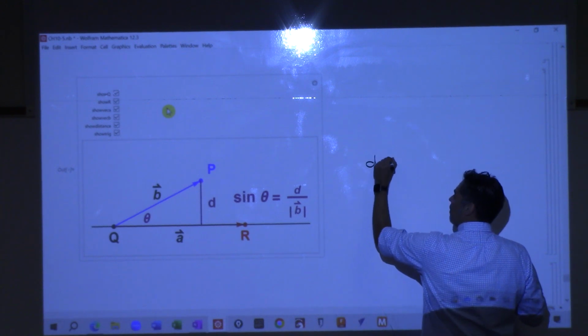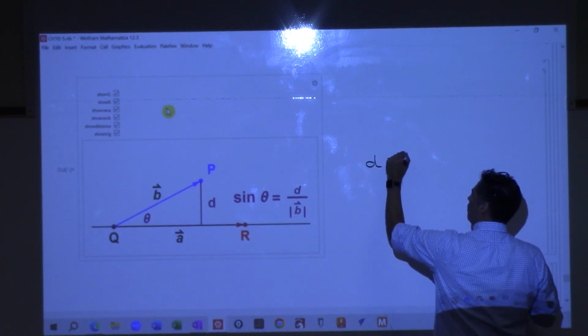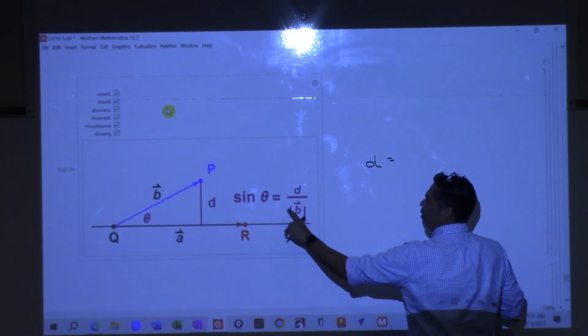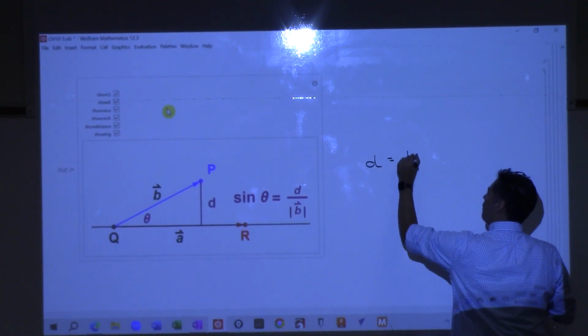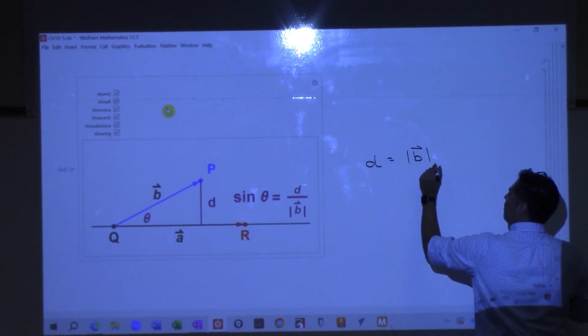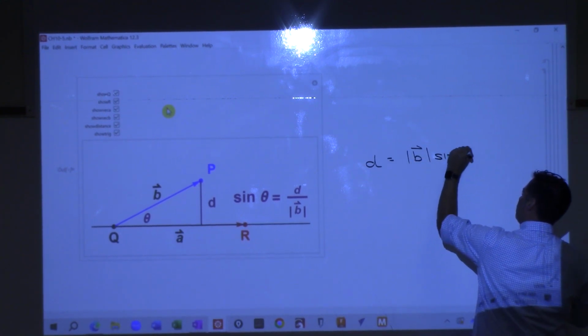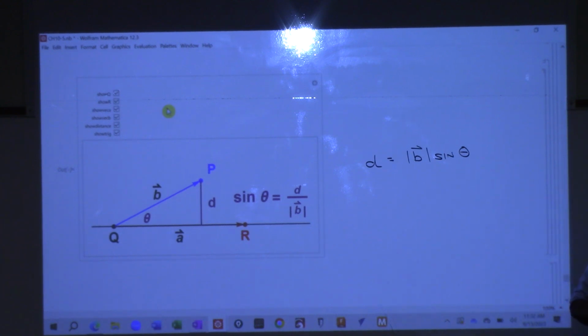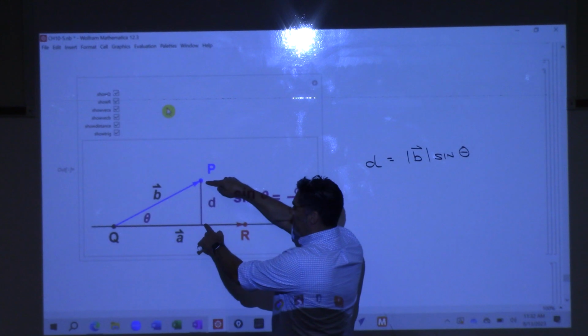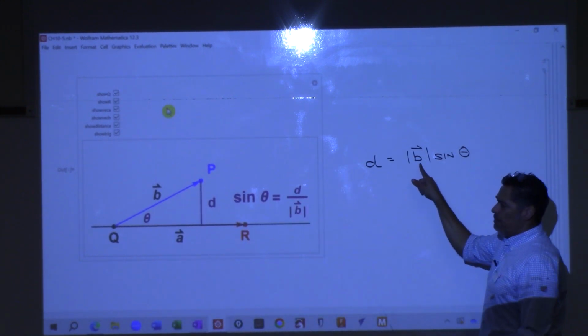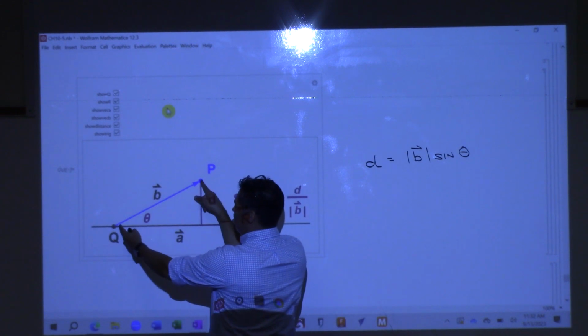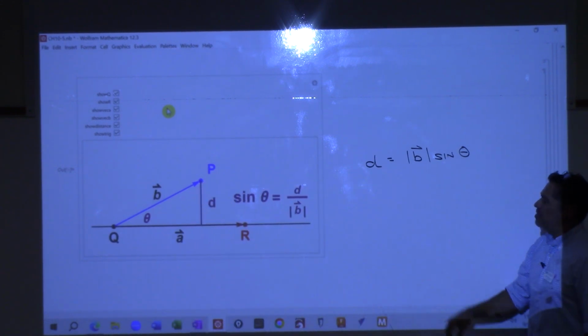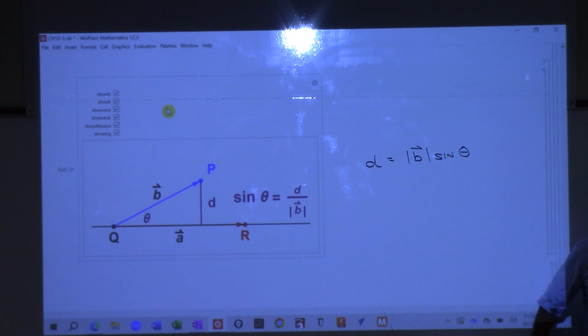What is d? No, just isolate the d. So multiply both sides by the length of b, and that will give you d equals length of b times sine theta. So all we need to know in order to figure out this distance is the length of the b vector. You think you could find the length of that b vector? Yeah, sure. And we need to know sine of theta, but that means we need to know the angle between the vectors, which means we're going to have to go figure that out. Do we know how to find the angle between two vectors? There's a formula for it, right?